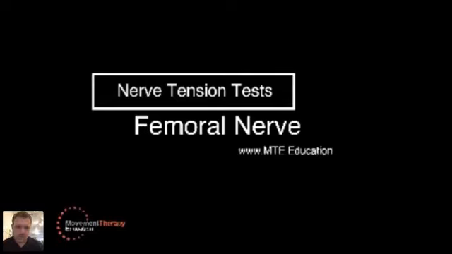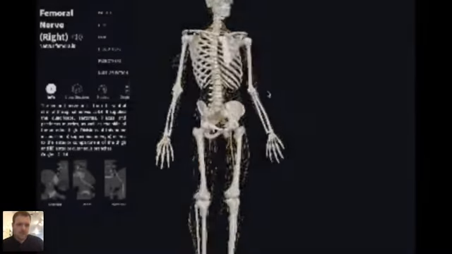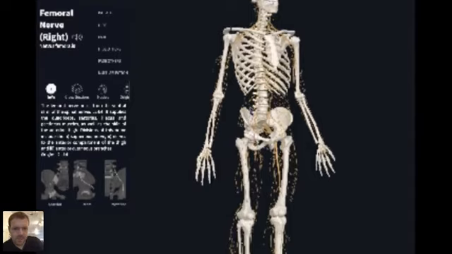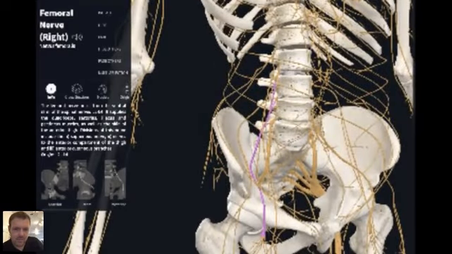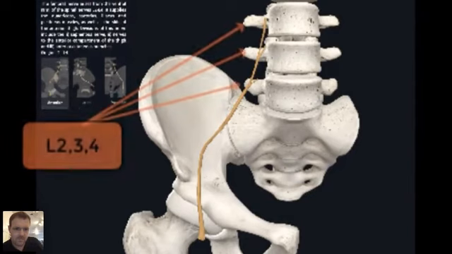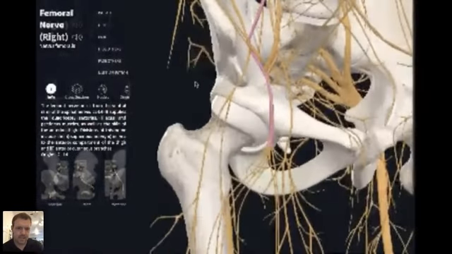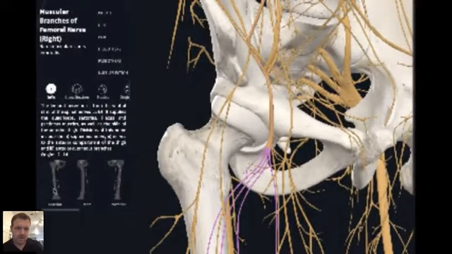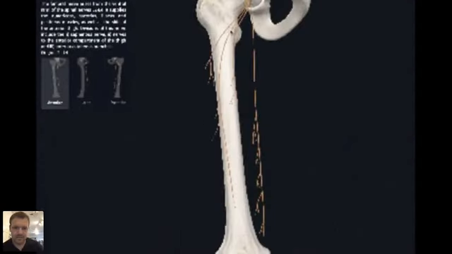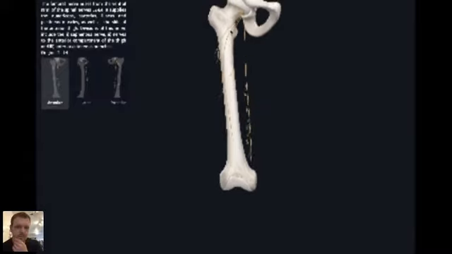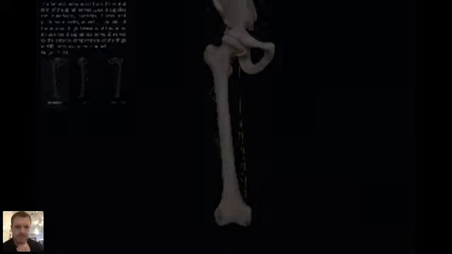Okay, so this is where your femoral nerve is. So coming from L2, 3, 4. Okay, so that's where it's coming from. Passes underneath the inguinal ligament. And then in this section here, this is where it supplies. So it supplies the front of the thigh and all of your quad muscles, basically. Okay, so this is the test for it.